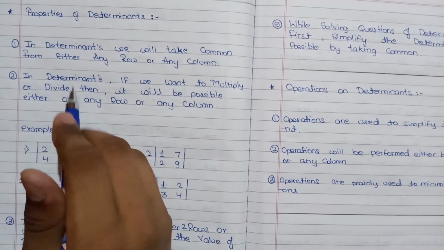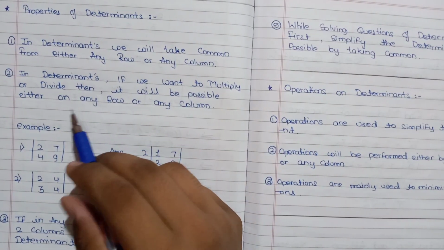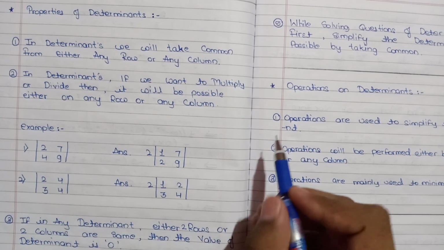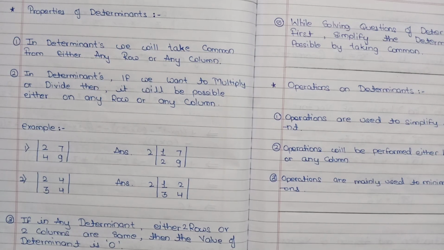And the second one says, in determinants, if we want to multiply or divide, then it will be possible either on any row or on any column. See how I had told you that if we are doing any examples, I'll show you.